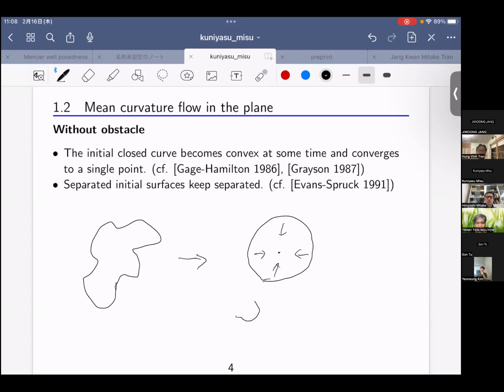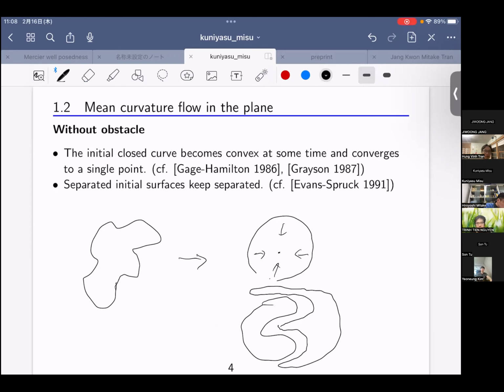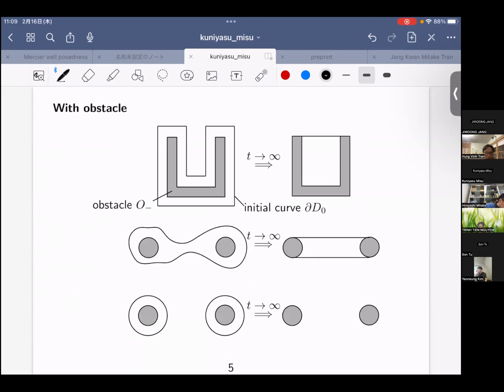Okay, I'll draw. If two distinct surfaces are complicatedly entangled like this, then even so, the separated surfaces keep separated. So this is, at the moment, an intuitive observation.